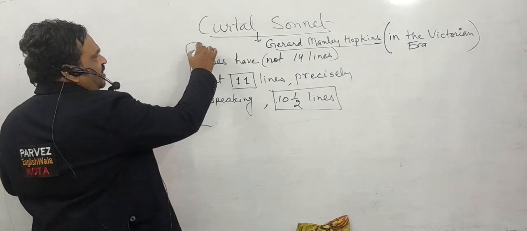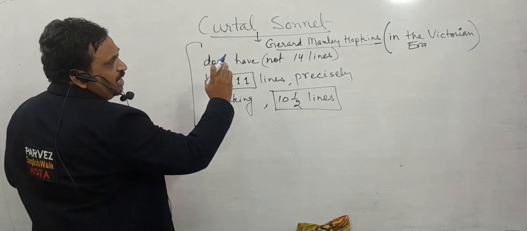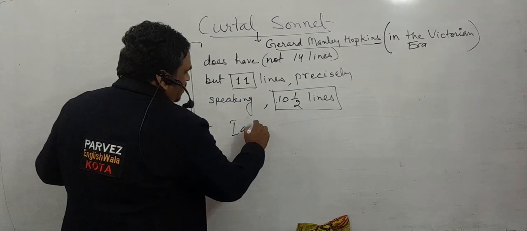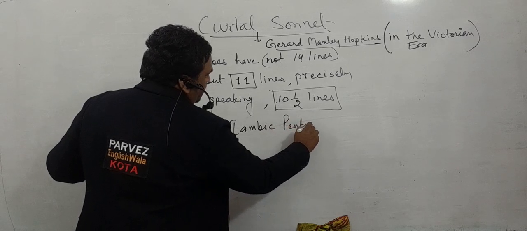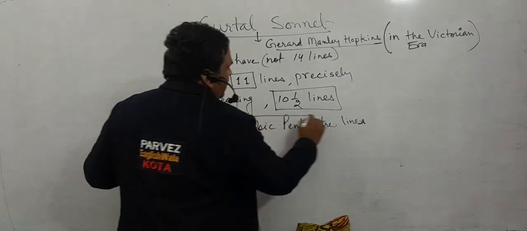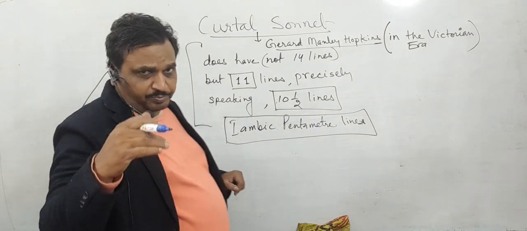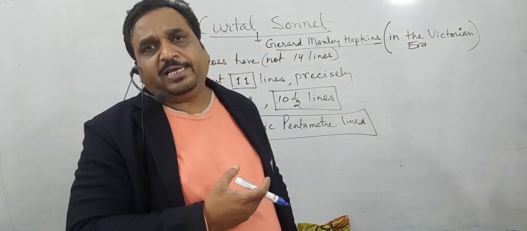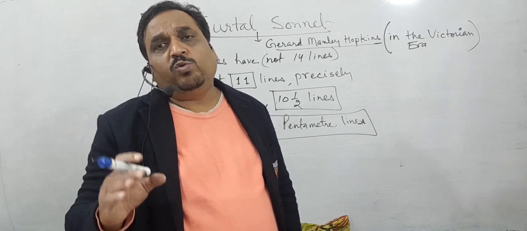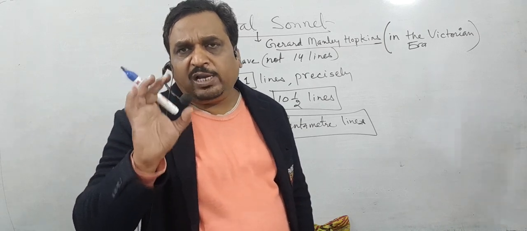So the basic features are the same. A sonnet is a short lyric poem. It deals with a single issue, and in fact the lines are always iambic pentameter. We have already seen that the common feature in all three types of sonnets, whether it is a Petrarchan sonnet, an English sonnet, or even a curtal sonnet, is the pattern of lines in the form of iambic pentameter.